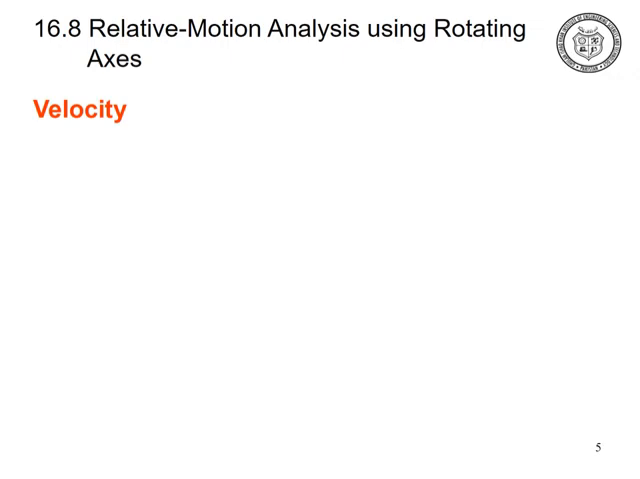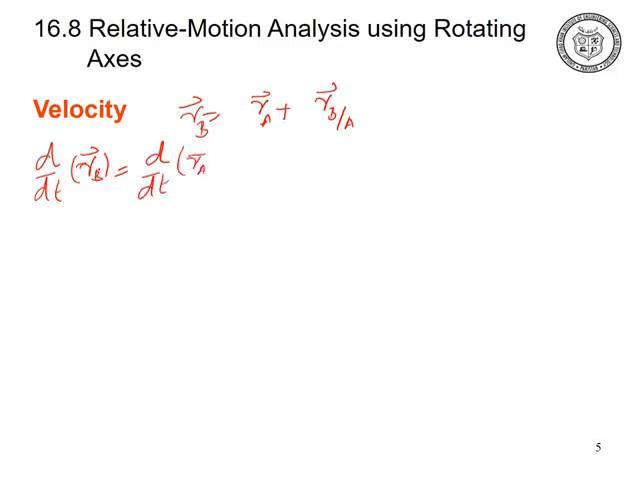Now, to find the velocity for the case of the relative motion analysis using rotating axes, velocity can be found by taking the time derivative of the position. The position equation that we derived in the previous slide was RB equals RA plus RB with respect to A. This was the general equation. So how can we find the velocity from this equation? By taking the time derivative. So d by dt of RB equals d by dt of RA plus d by dt of RB with respect to A.